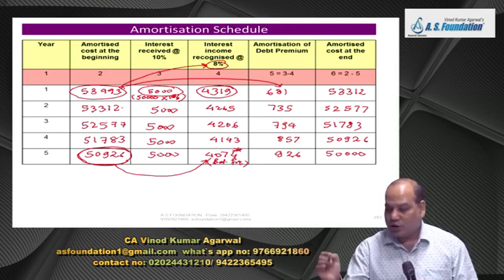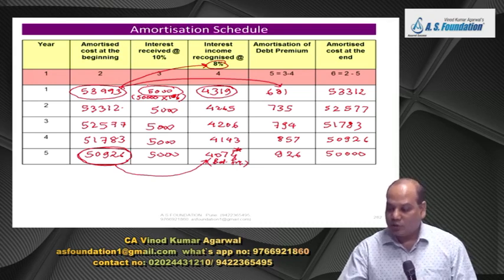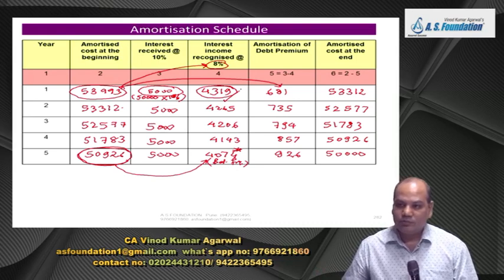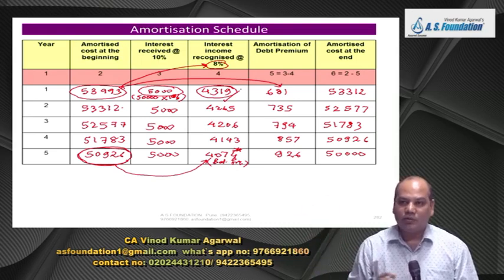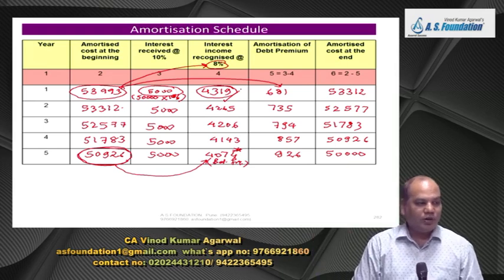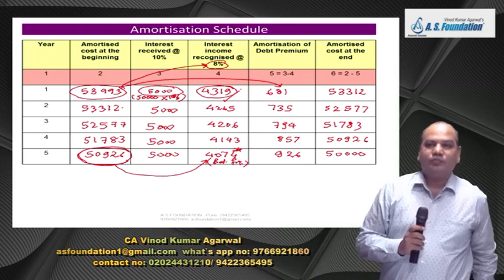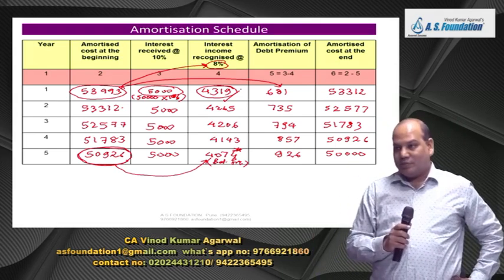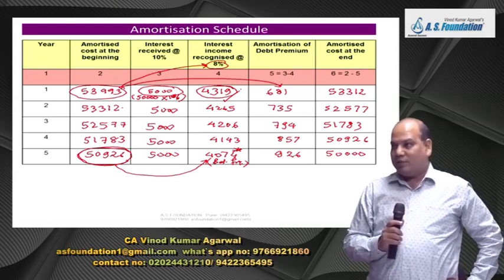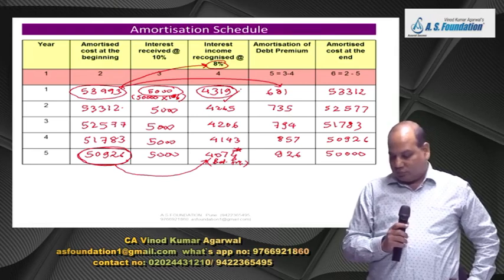And one more entry write down on the same date, 31st December 20x5. Interest income account debit 4,319. In your second entry you have created interest income account. Interest income account debit to profit and loss account. Which figure you will transfer? 4,319. That is your effective interest earned. Is it right?